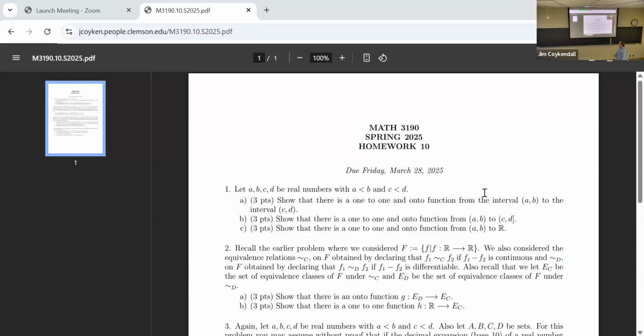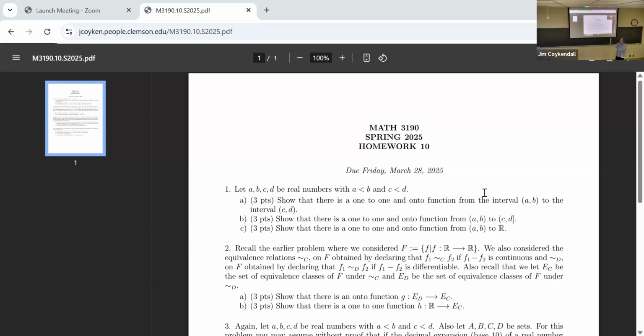In other words, what we're saying is the interval from 0 to 2 and the interval from 17 to 300 have the same number of elements in it. Those two sets are the same size because there's a one-to-one and onto function. B, I think, is the harder one in there. You'll have to think about this one.